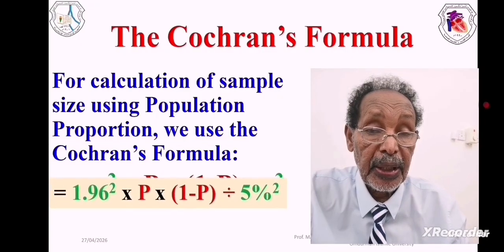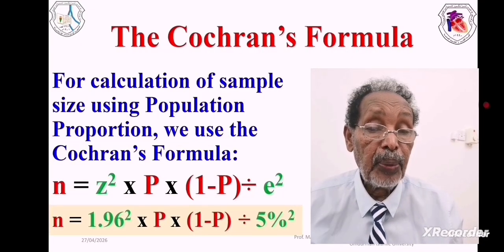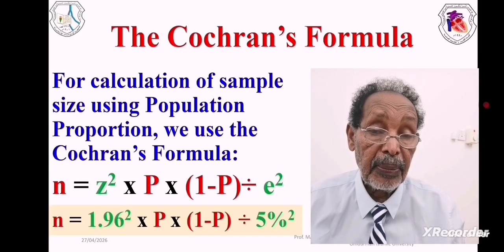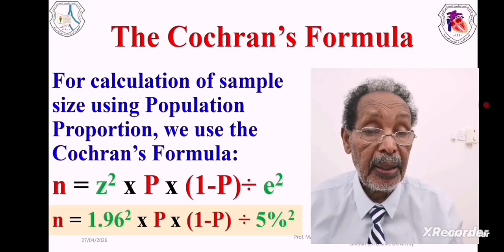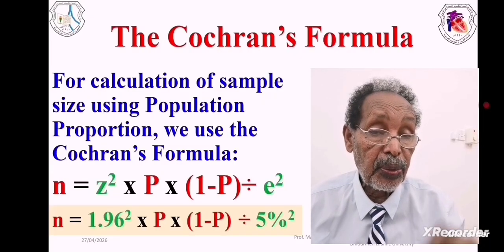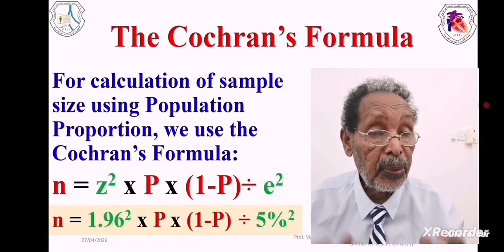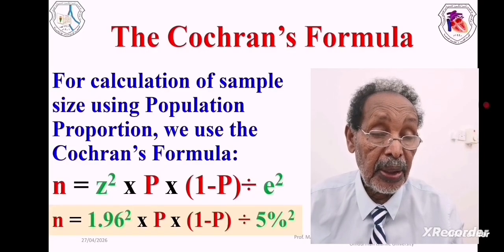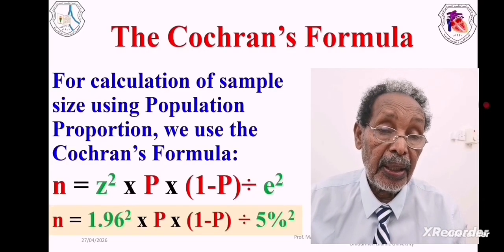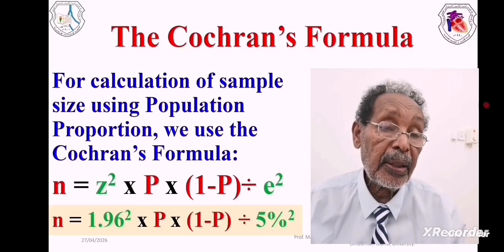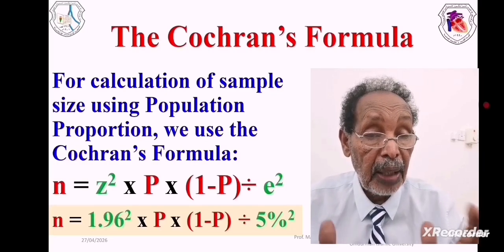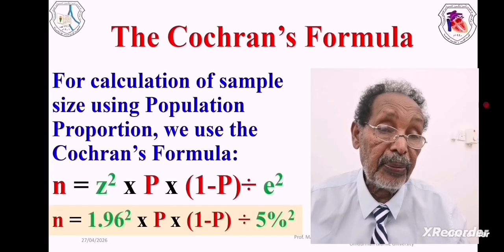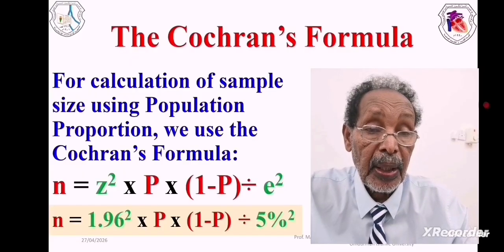So if we replace the figures, it will be 1.96 squared, multiplied by P, which is 0.09, multiplied by 1 minus P, which is 1 minus 0.09, which is 0.91, and divided by the margin of error. If you consider it commonly 5%, it is 0.05. Squared means 0.05 multiplied by 0.05. And we continue.